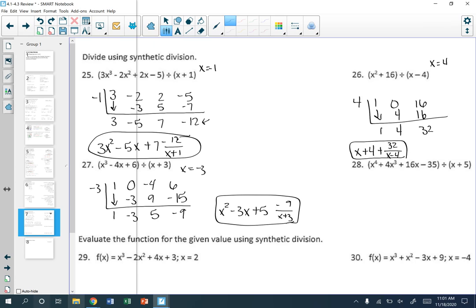All right, last one for synthetic division. Our coefficients are 1, 4, and then we're missing our x squared term, so we need a 0, 16, negative 35. And then this will be negative 5. Our 1 goes, and we're adding.